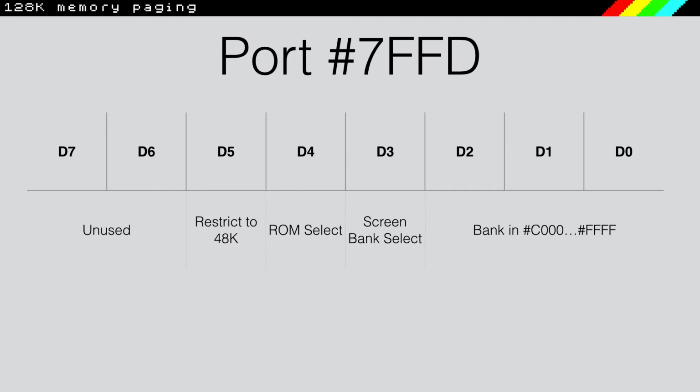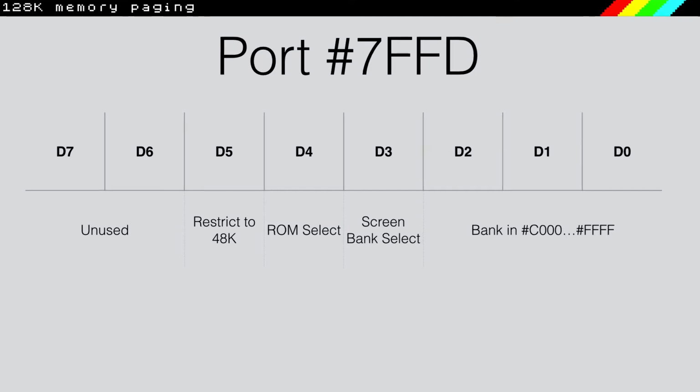The fifth bit selects which ROM is currently active, either the basic 48 or basic 128. The sixth bit, when set, locks the computer down to 48K mode, restricting all means of memory bank switching, basically turning your 128 Spectrum into a 48K Spectrum until the computer is reset.